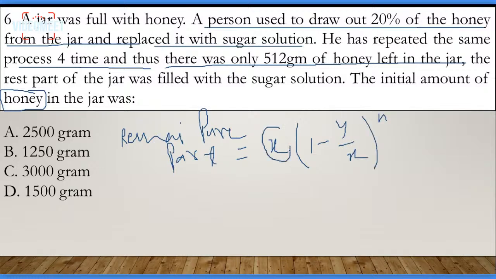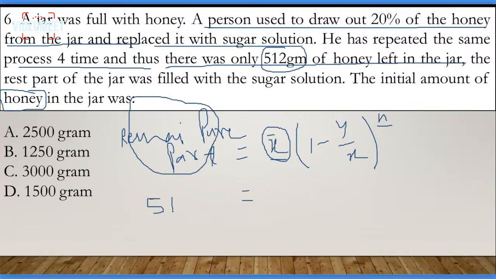where x is the initial amount of the honey solution that we calculate, y is the quantity replaced each time, and n is the number of repetitions. In this question, the remaining pure part at the last is 512 gram. That means the value of the remaining pure part is 512.